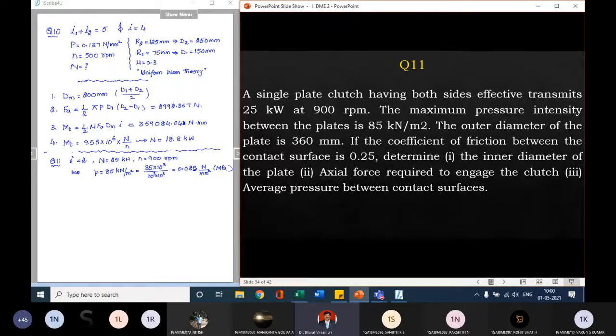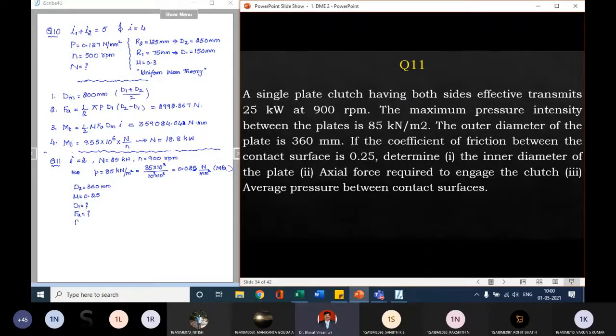The outer diameter of the plate is 360 mm, so D2 is 360 mm. If the coefficient of friction between the contact surfaces is 0.25, as given, mu is equal to 0.25. Determine the inner diameter of the plate. So what is D1? Then what else? Axial force required to engage the clutch, FA. And the average pressure between the contact surfaces.